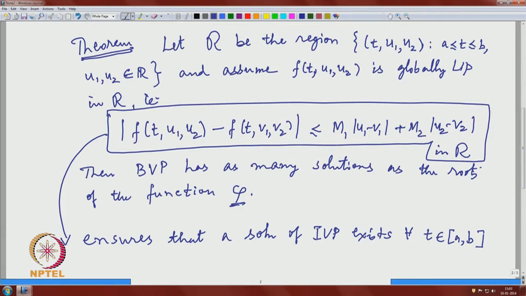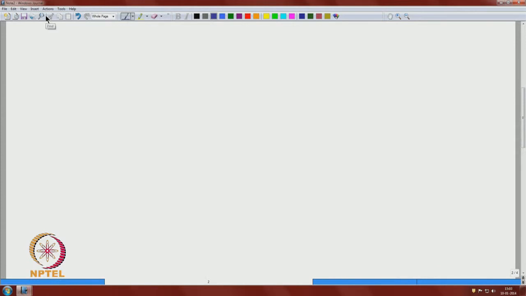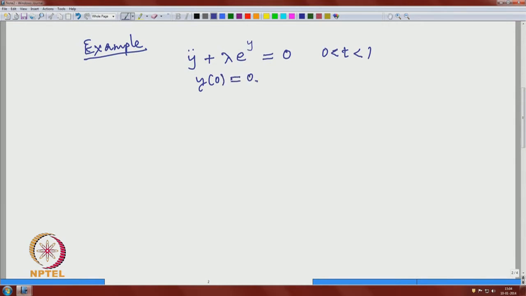So, in fact, let me give an example. Somewhat difficult integration, but it is doable. This is again a second order equation. Let me just write y double dot plus lambda e to the u is equal to 0 in 0 less than t less than 1, and y(0) equal to 0, y(1) equal to 0. Let us consider this BVP.